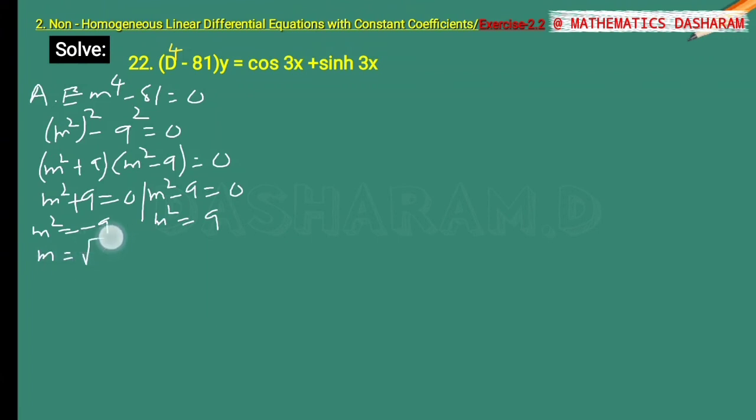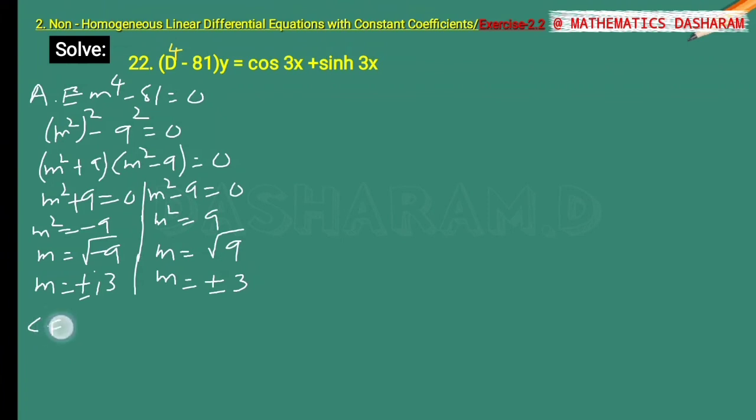Here m equals root of minus 9, here m equals root 9. Here m equals plus or minus i into 3, here m equals plus or minus 3. So two roots are real and different, and the remaining two roots are complex numbers.